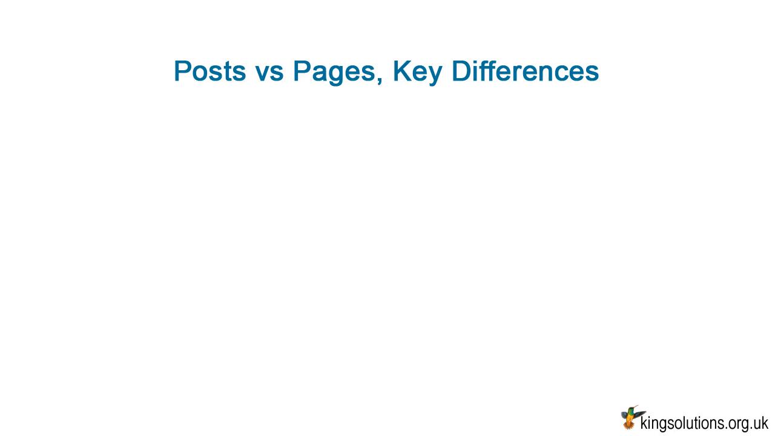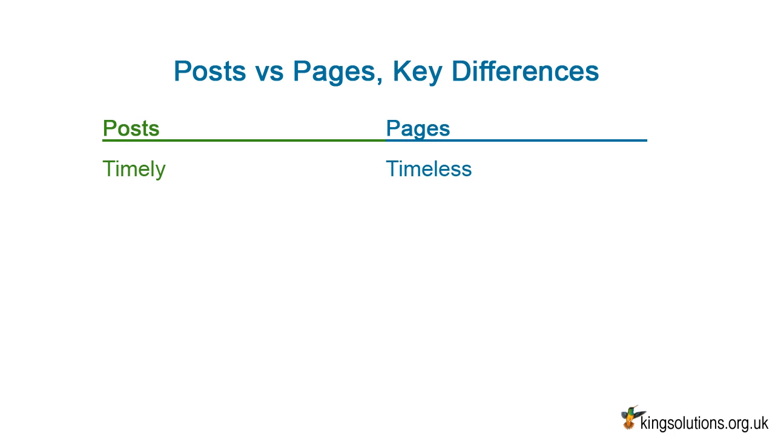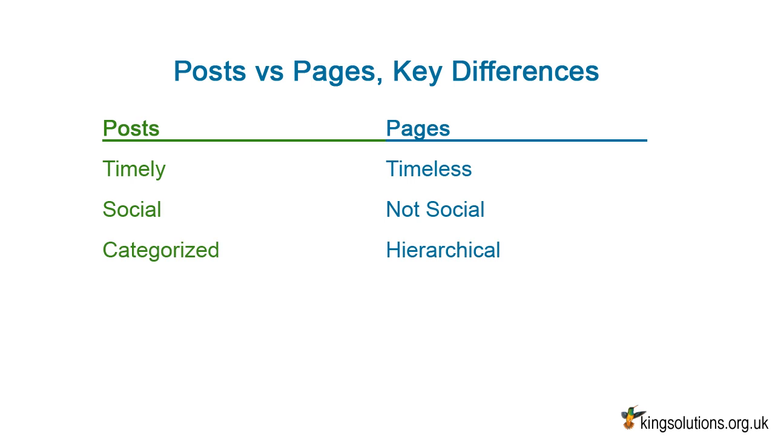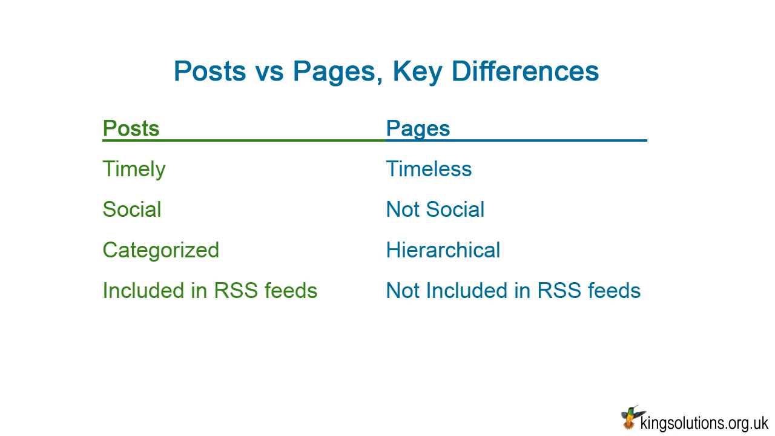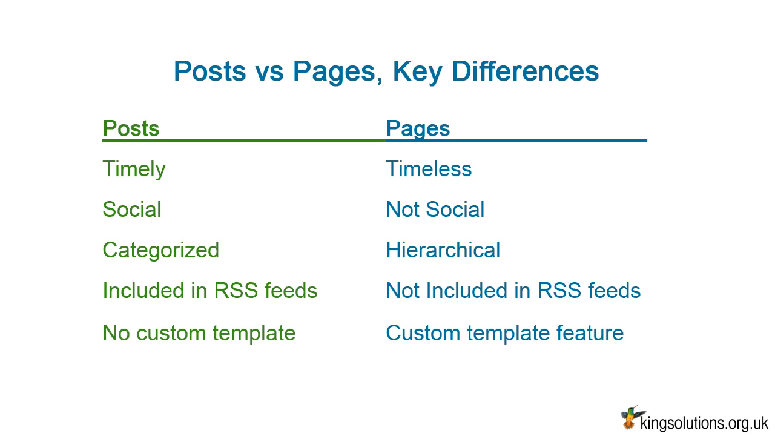The following is a list of the main key default differences between posts and pages. Posts are timely. Pages are timeless. Posts are social. Pages are not. Posts are categorized. Pages are hierarchical. Posts are included in RSS feeds. Pages are not. Pages have a custom template feature. Posts do not. Take this listing with a pinch of salt though, as almost everything in WordPress can change with the aid of a plugin.